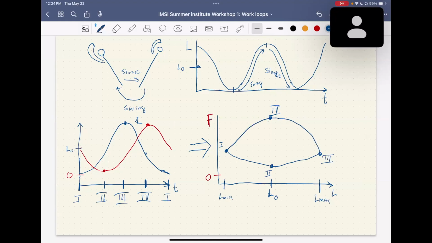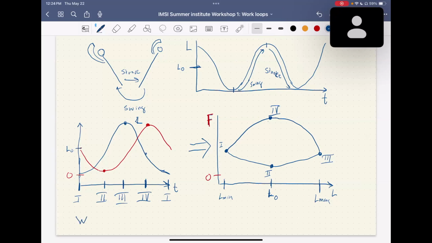Because the motion of the muscle and the motion of the limb is periodic, this is a loop in force length space. And what we're going to see is that that's going to give us a value of work. And I'll show you how we calculate work from this loop in just a second. But I first want to talk about why we would want to calculate work at all, right? So what is work or mechanical work?